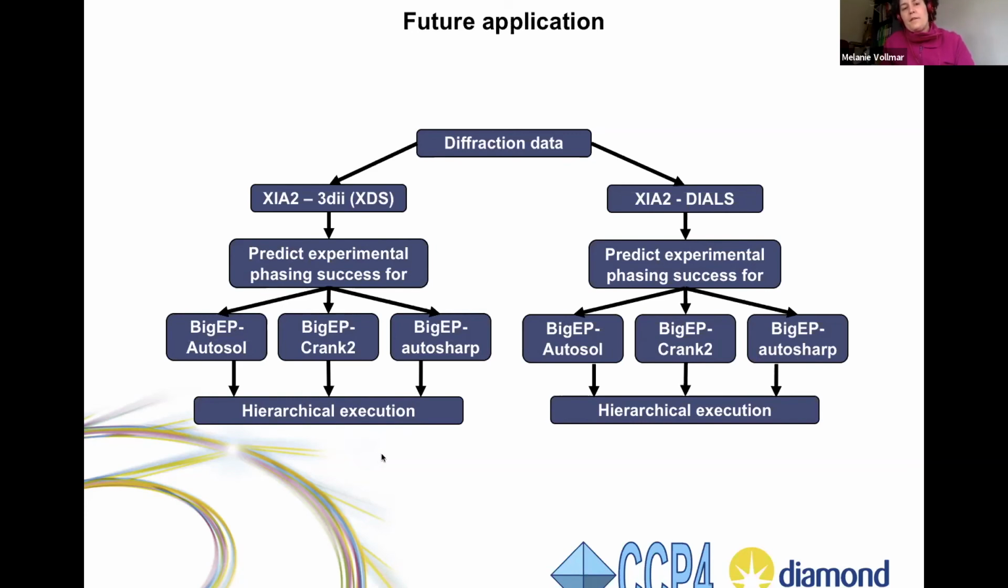And hopefully, rather than having a limited number of runs, or having to restrict our six parallel runs by having thresholds, we are going a different way. We open it up to basically all of the data that's coming off the beamlines, but give it a hierarchical order in which it should be executed.